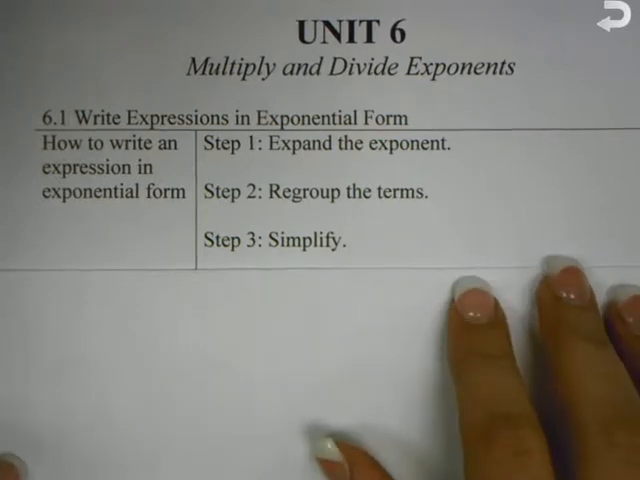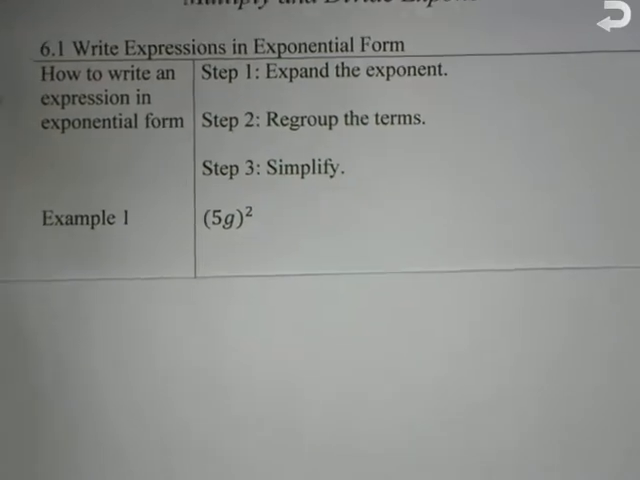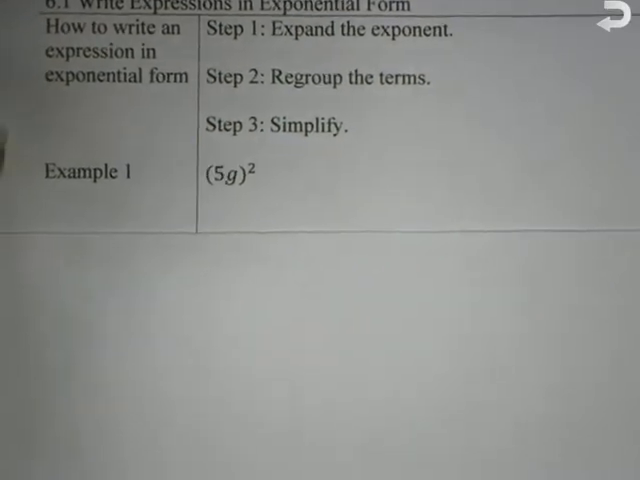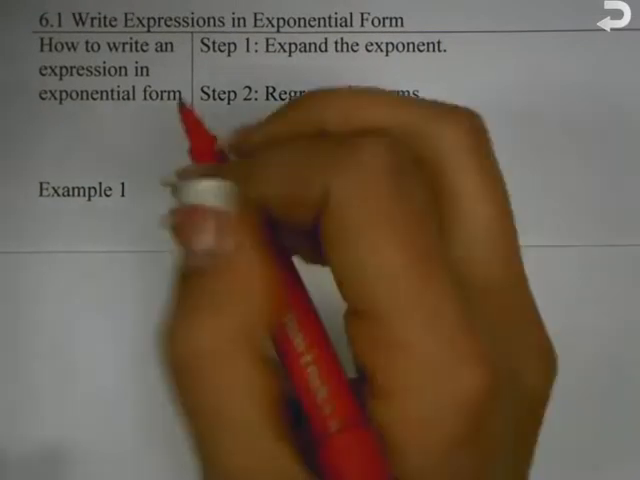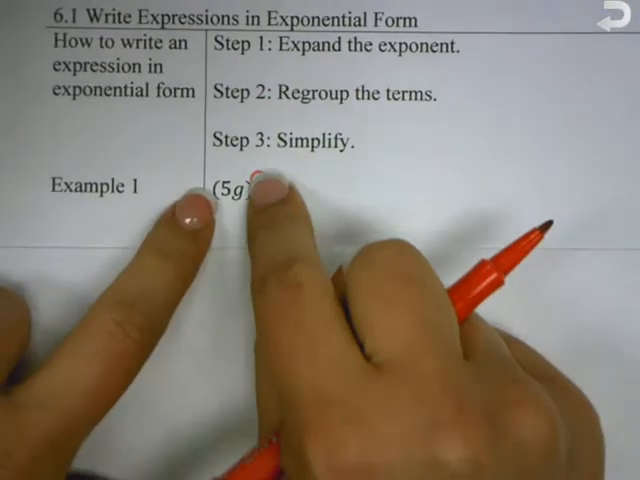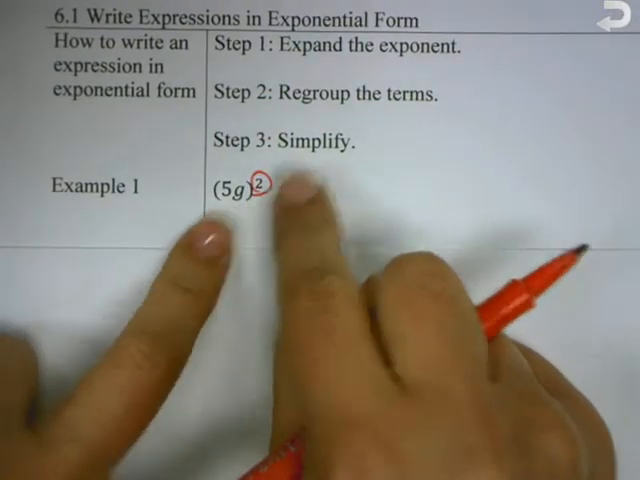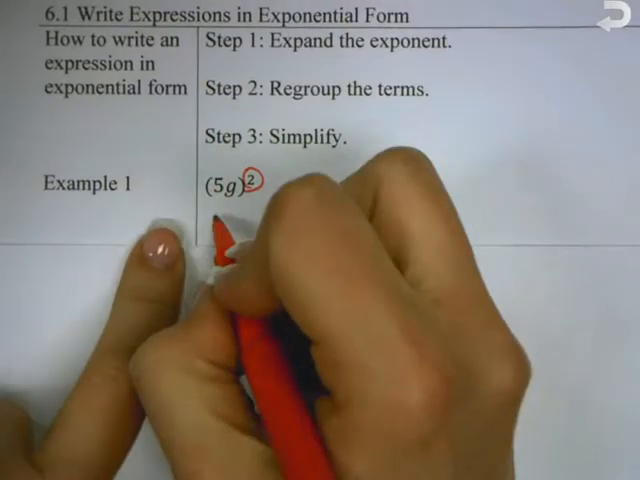So let's look at example 1. Now example 1 is 5g, all of that squared. So since the squared term is attached to the parentheses, that means we're multiplying everything inside of the parentheses twice. So the first thing we want to do is we want to expand this. So this is the same as saying 5g times 5g.